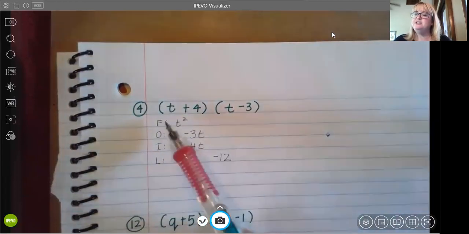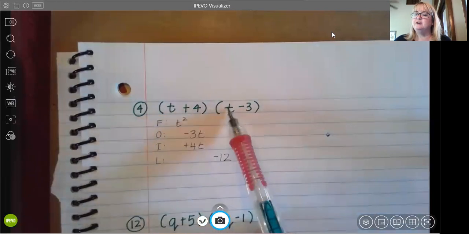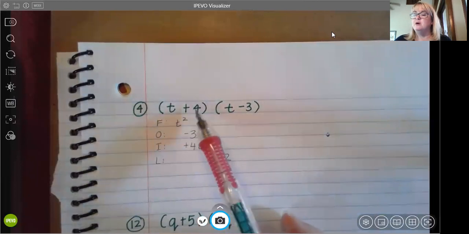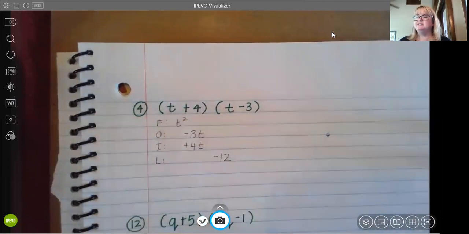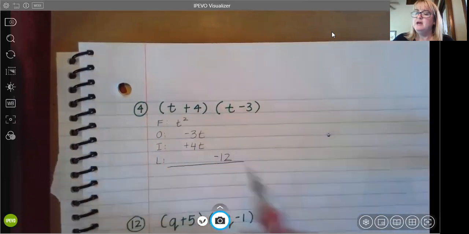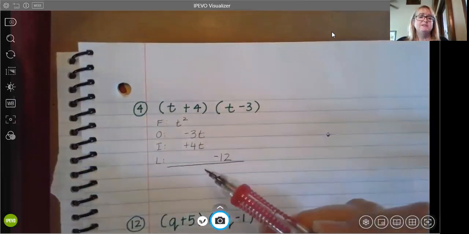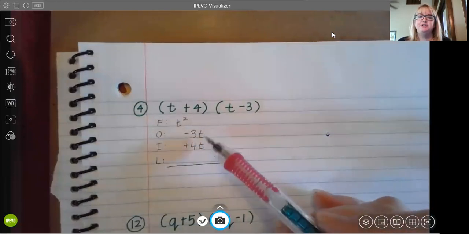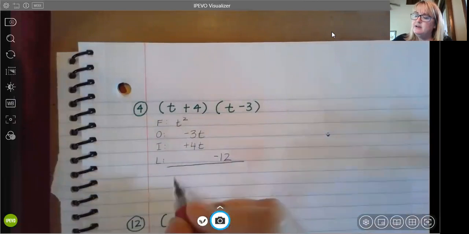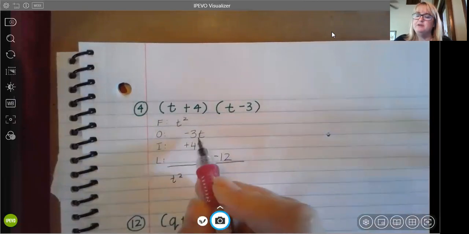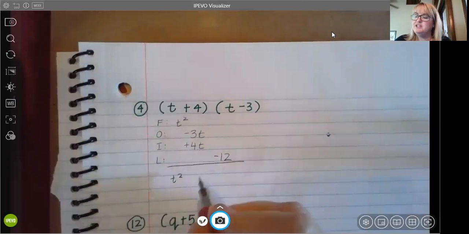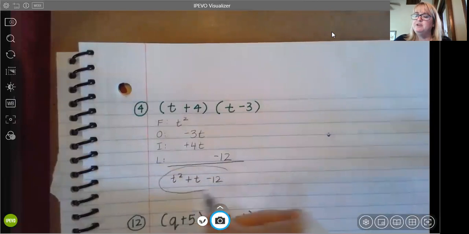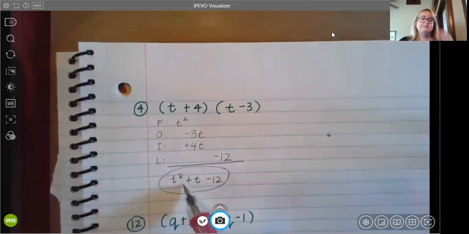What FOIL helps you to do is multiply t by the first term and then this one, and then multiply the 4 by the first and then this one. That's what FOIL helps you to do. All right. When I was doing my work, I was being a little bit strategic in that I recognized that these two I can combine. T squared is our first term. Minus 3t plus 4t would be plus 1t, or plus t, and then minus 12. So when you multiply these, you get t squared plus t minus 12.